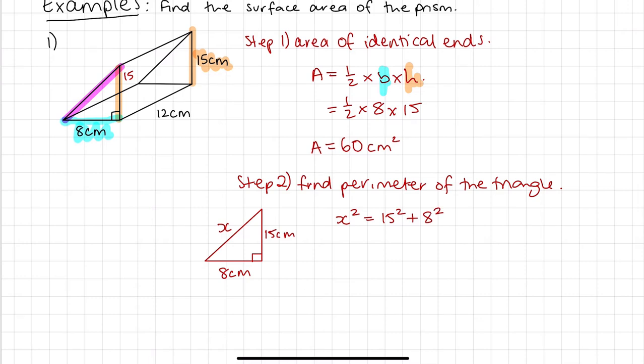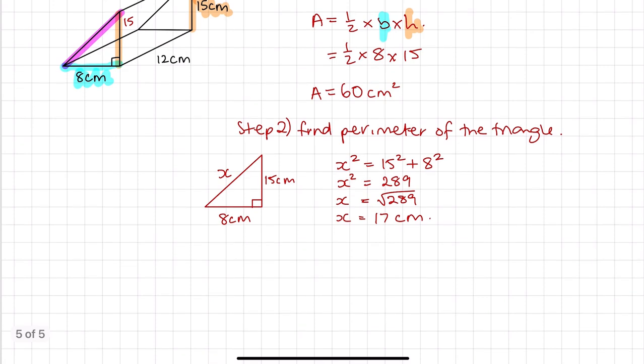Okay, so 15 squared plus 8 squared, if you put that in the calculator, you get 289. That's x squared. X equals the opposite of squared, which is the square root of 289. And the square root of 289 is 17 centimeters. Okay, now that we have the unknown side, we can find the perimeter. So the perimeter equals 8 plus 15 plus 17, which equals 40 centimeters.